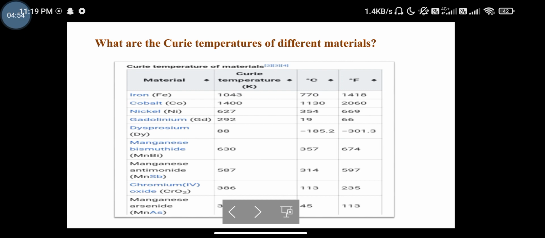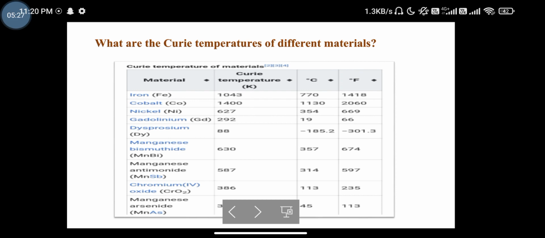What are the Curie temperatures for different materials? Firstly we see the Curie temperature for iron. For iron, the Curie temperature is above 770 degrees Celsius. For cobalt, it is 1130 degrees Celsius. For nickel, it is 354 degrees Celsius. Gadolinium is 19 degrees Celsius.